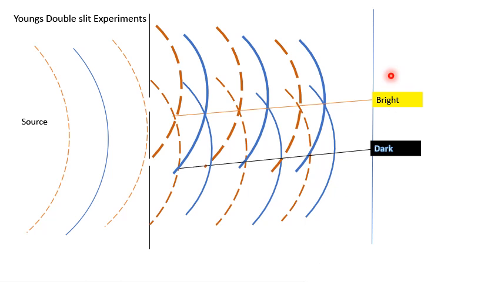Bright fringes are formed where crest overlaps crest, or trough overlaps trough. And we find dark intensity at the point where trough and crest overlap each other. In this way we find bright fringes and dark fringes. We get these bright and dark fringes because of the interference of two sources which have the same frequency.